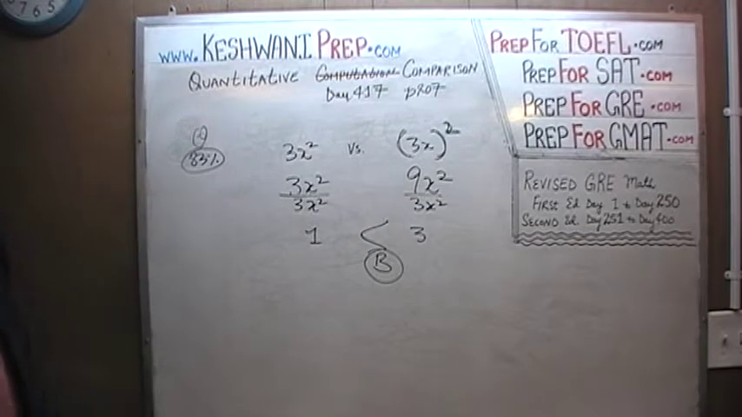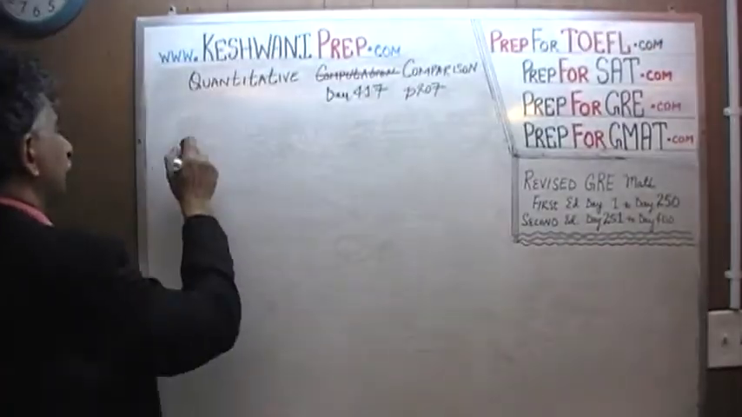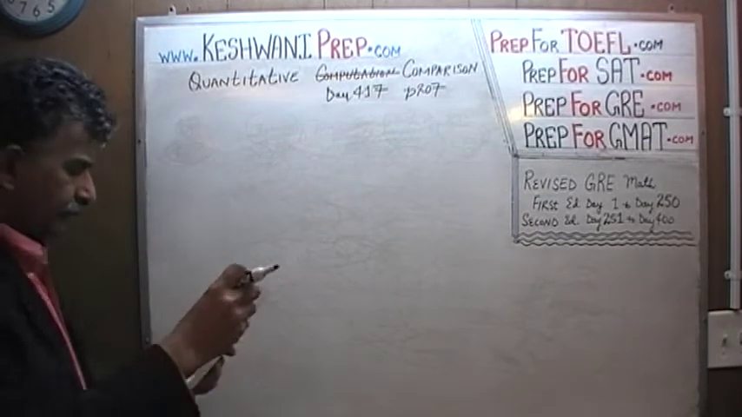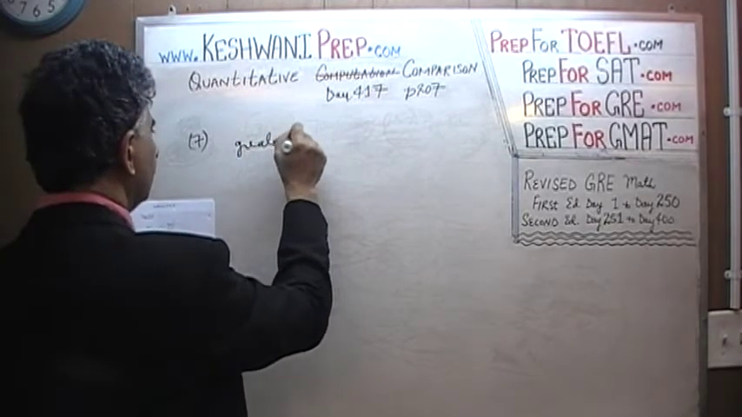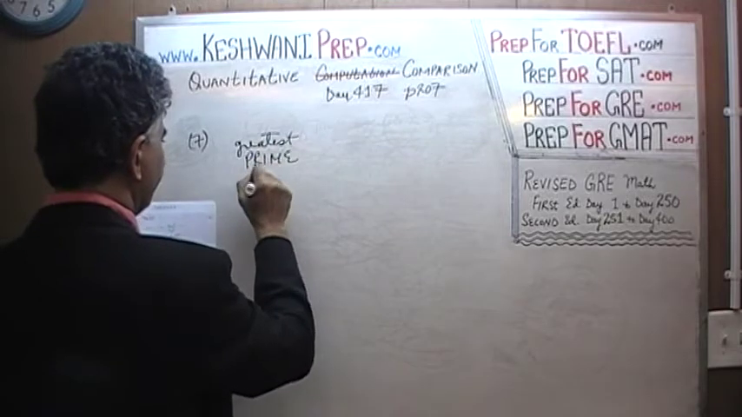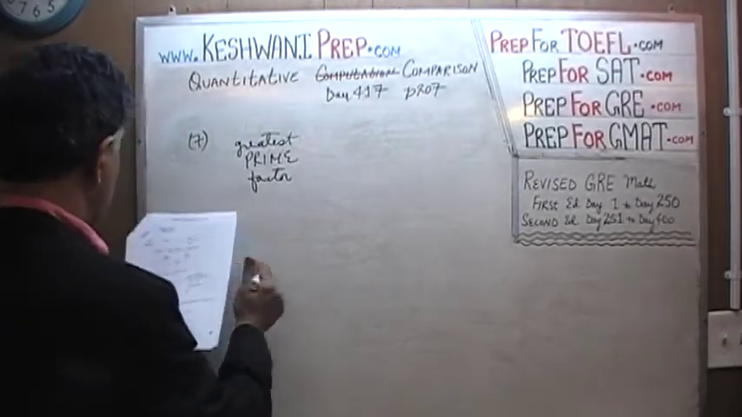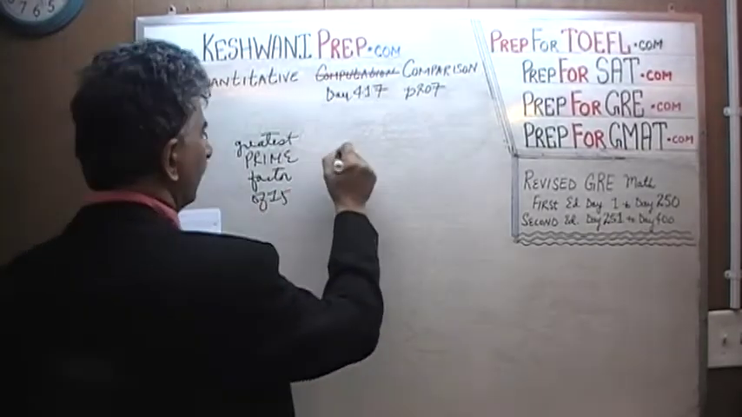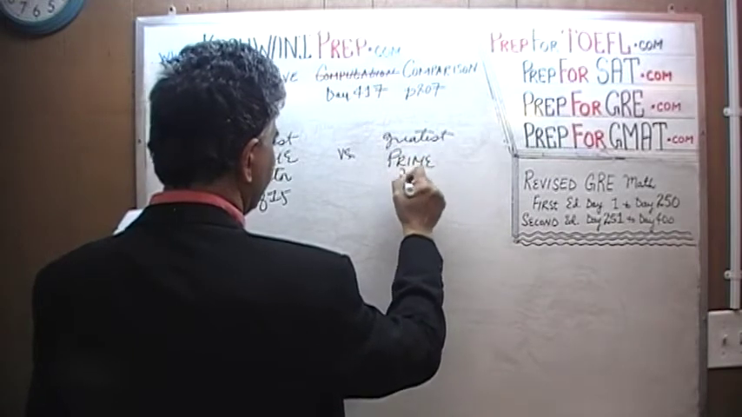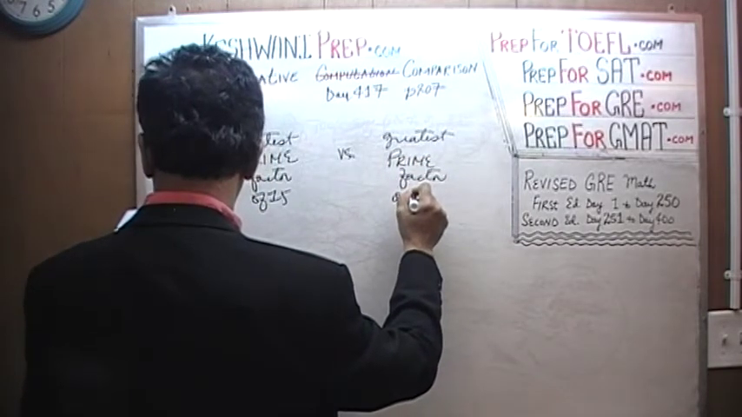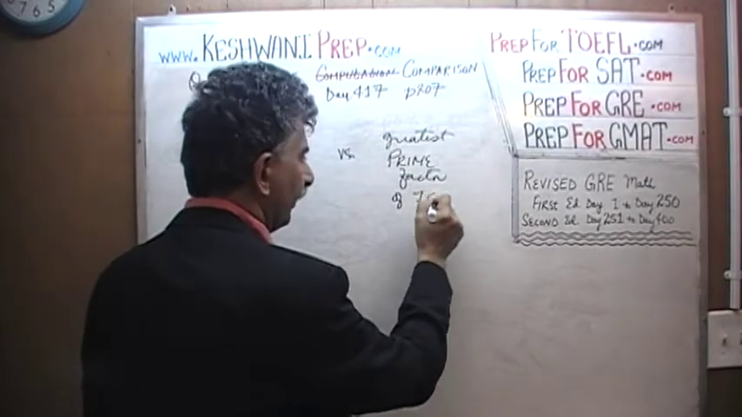Let's do question number 7. Question number 7 tells us that we are supposed to compare the greatest prime factor of 15 versus the greatest prime factor of 14.